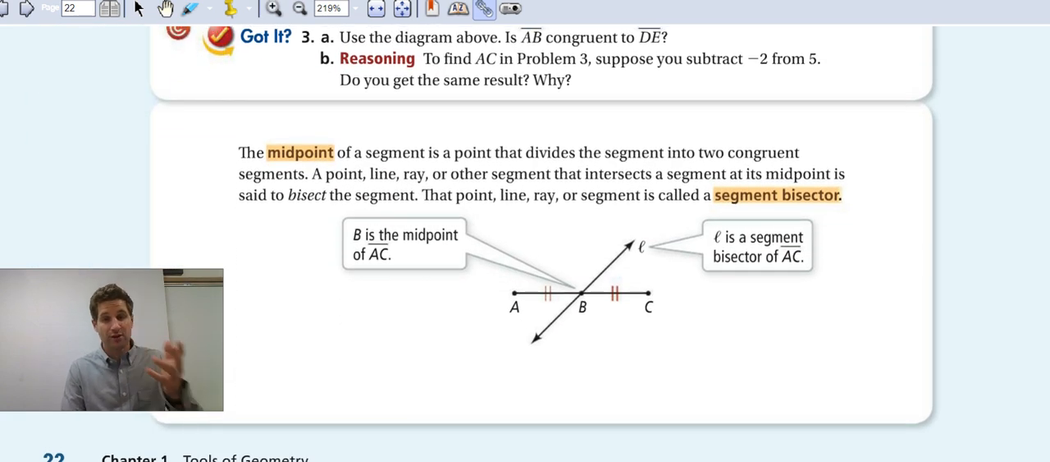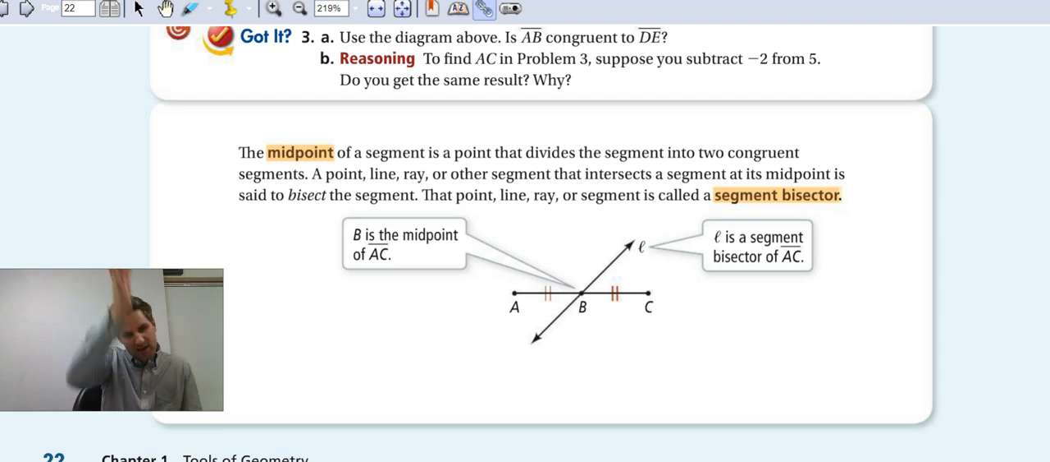Alright. Another huge piece is the midpoint, and we also sometimes call it segment bisector. So I'll read this real quick. The midpoint of a segment is a point. It divides the segment into two congruent segments. Okay? A point, line, ray, or other segment that intersects a segment at its midpoint is said to bisect.